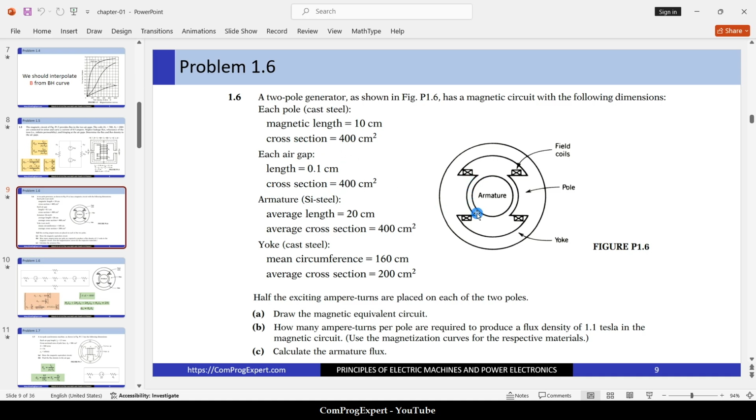Here, as you can see, we have two air gaps. This is a two-pole machine. The armature, this one, is made of a silicon steel sheet. The average length is 20 centimeters and the average cross section is 400. So the average cross section is the same as this one and this one. But why do we have this term, the average length and average cross section?